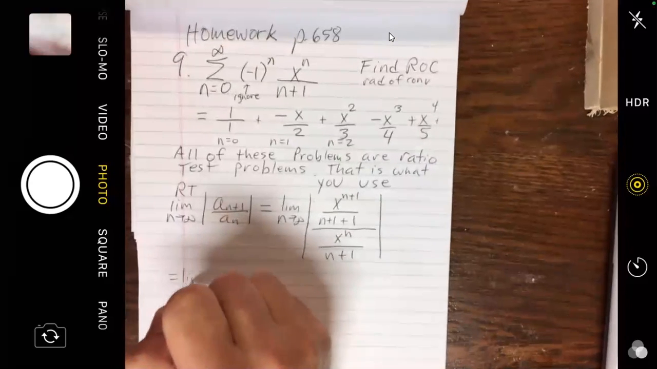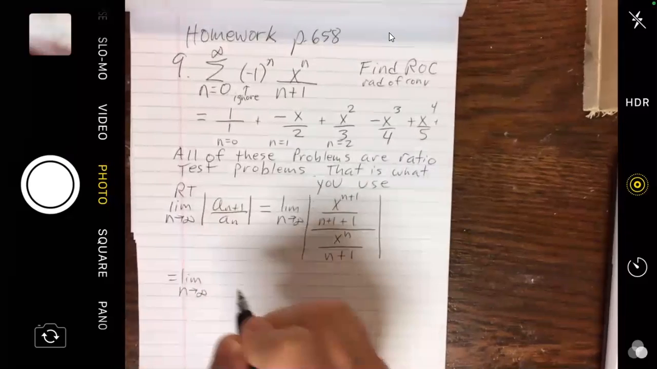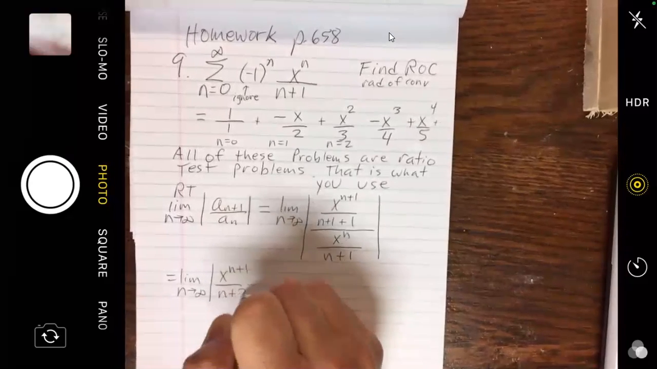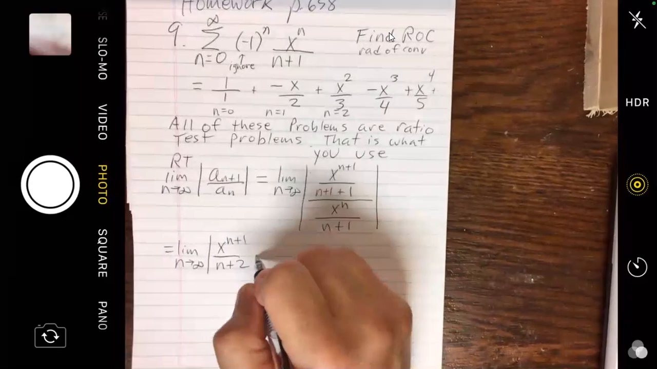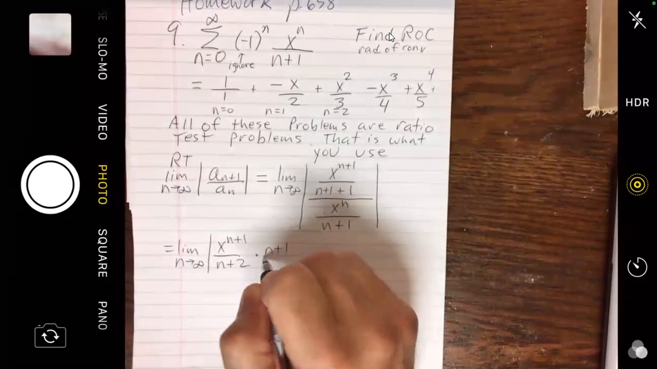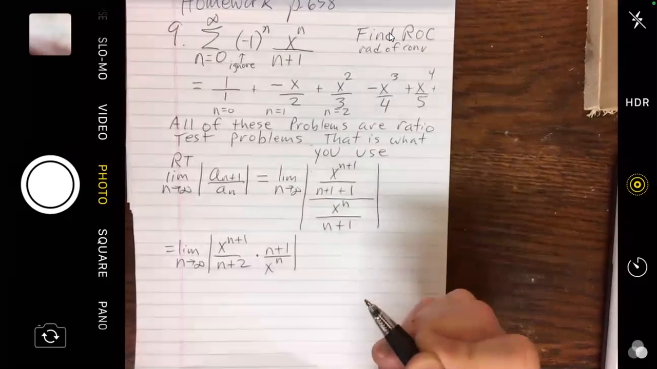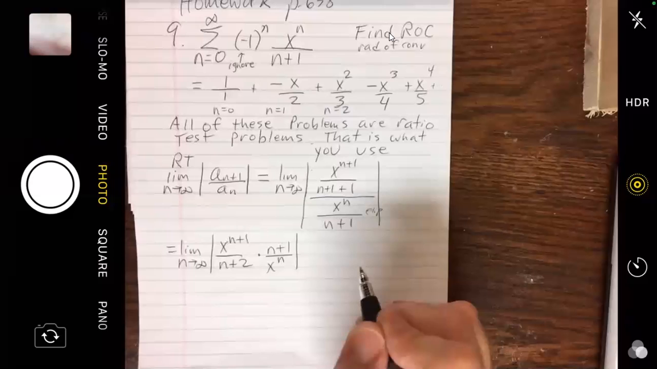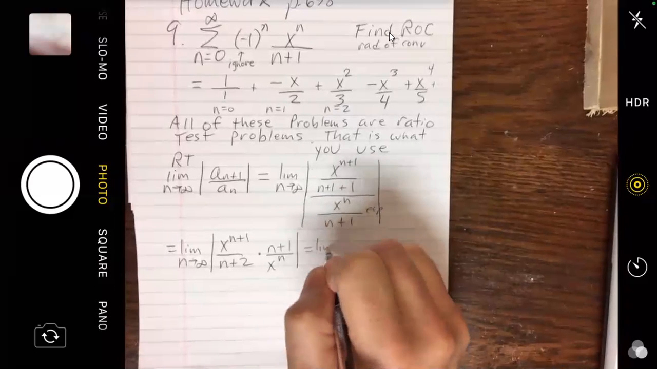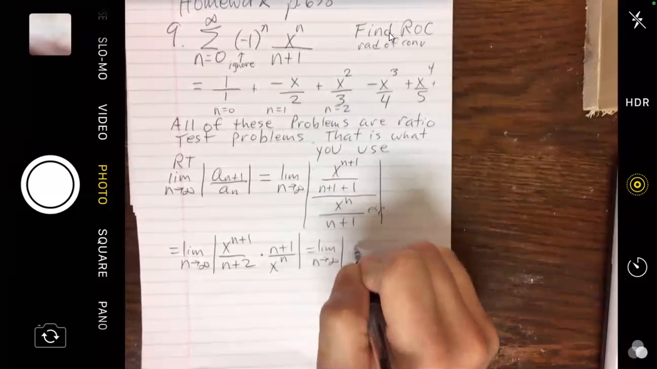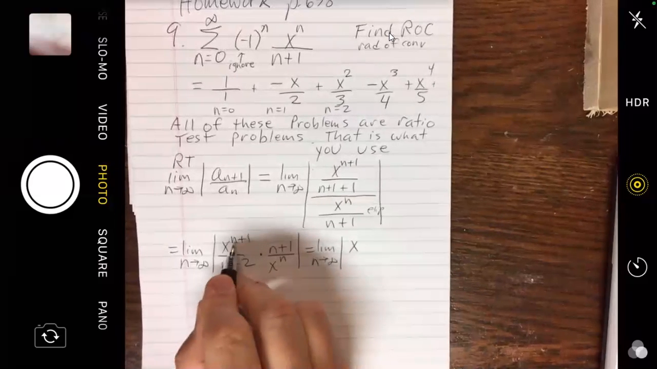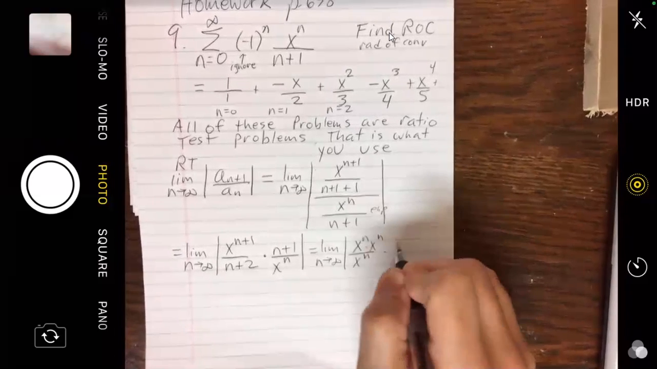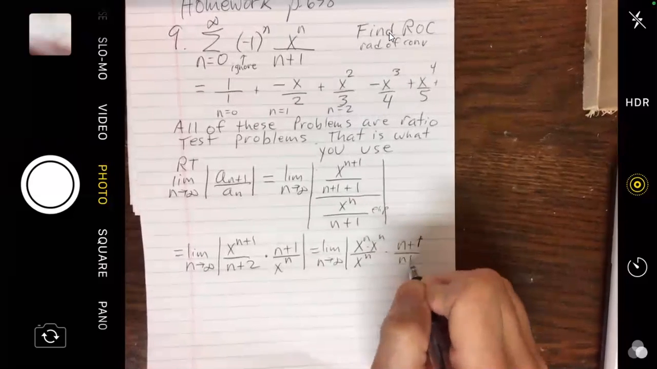So you have a limit as n goes to infinity. You'd have your x to the n plus 1 on top, over n plus 2, times, and you flip your bottom, n plus 1 over your x to the n. So you're multiplying by this and you flip. Collect your terms. You can remember that's x to the n times x to the 1. I'll collect the x to the n under it. And you have n plus 1 over n plus 2.